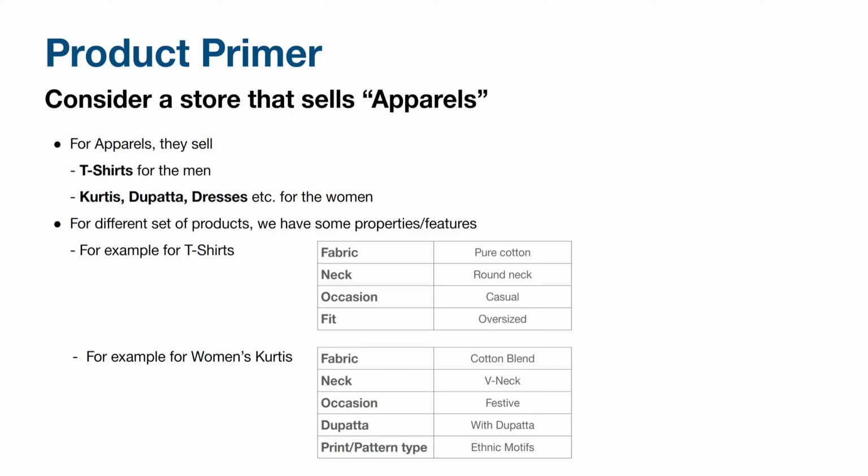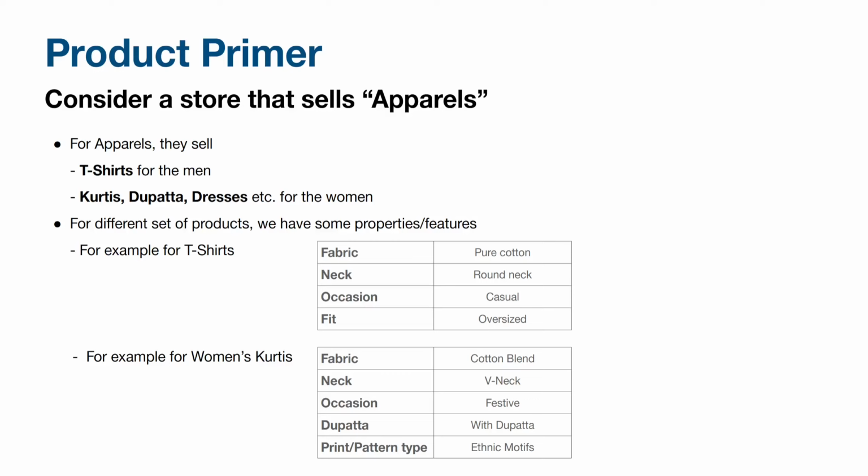So let's just start with a situation at hand. Let's imagine a store that is selling apparels. Now, they could have multiple types of apparels. For example, they are selling here t-shirts for men and kurtis, dupatta, dresses for the women. They can have even other types of apparels they are selling. But for this session, let's just consider t-shirts and kurtis of women.